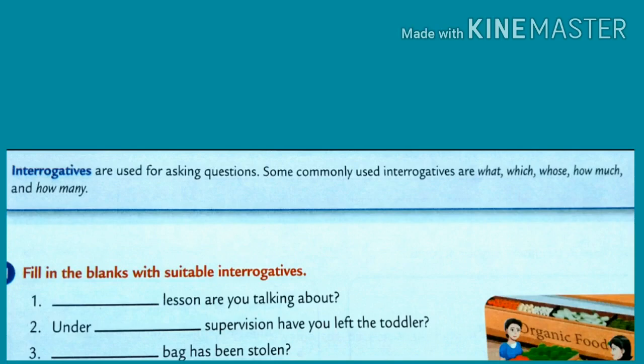In the first sentence, which lesson? It is talking about which one. In the second one, whose supervision? Talking about a person. Third one, which bag? It is also about a thing. Do you understand how we use these interrogatives? Do the remaining sentences on your own.